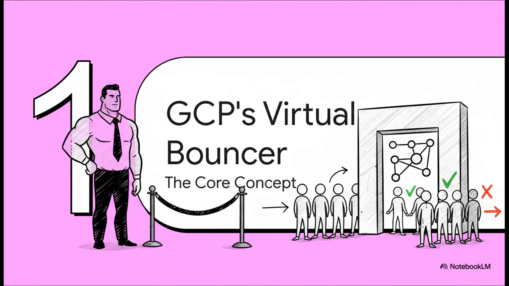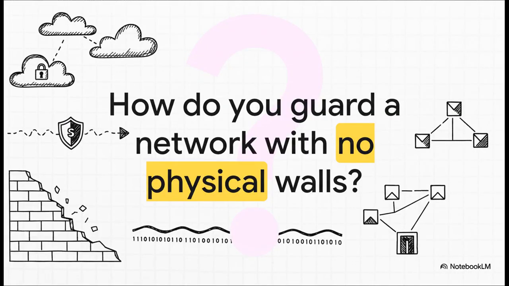So I love this analogy. Think of a GCP firewall as the bouncer for your private cloud network. It's standing at the virtual door, checking IDs, and deciding exactly who gets in and who has to leave. And that really begs the question, right? In the cloud, there are no physical server rooms, no routers you can lock up. It's all virtual. So how do you actually guard something you can't touch?